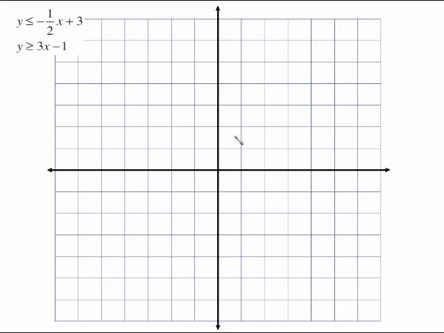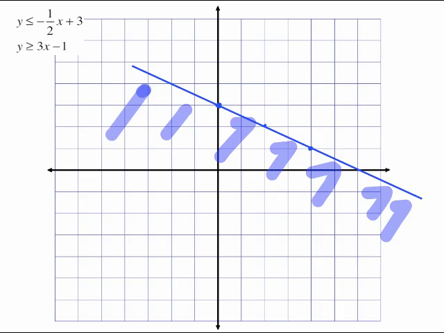Y less than or equal to negative 1/2 x plus 3, a y-intercept of 3, a slope of negative 1/2, down 1 to the right 2, down 1 to the right 2. It is less than or equal to, so I am going to have a solid line, which goes about here. It is less than or equal to, so it's going to be everything underneath here.